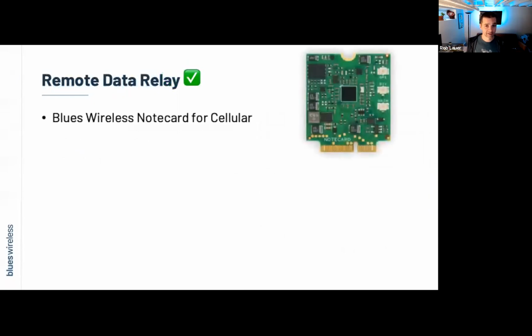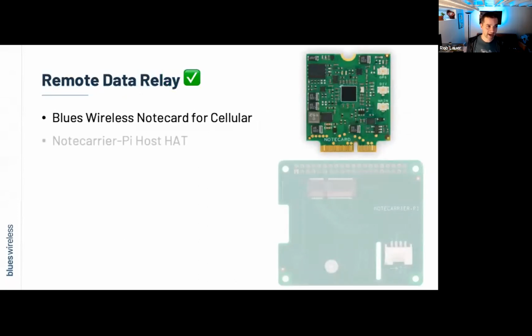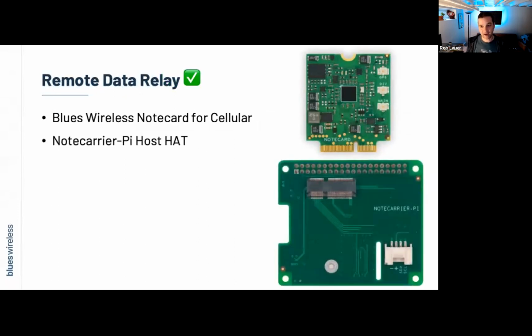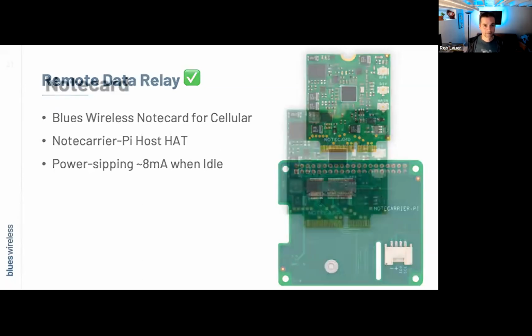And since I'd be out of range of Wi-Fi, of course, self-serving, I went with the Blues Wireless Notecard to add low power cellular connectivity. To use the Notecard with a Pi, I added it to a Pi hat we affectionately call a Notecarrier Pi. This literally plugs into that 40-pin connector on top of every Raspberry Pi. And of course, it was a great option power-wise because, like I mentioned, when idle, it sips about 8 microamps. So it barely even registers on the Pi.